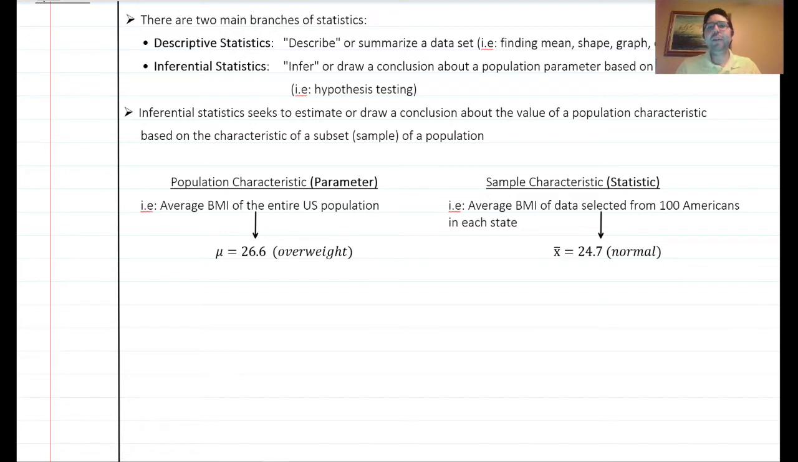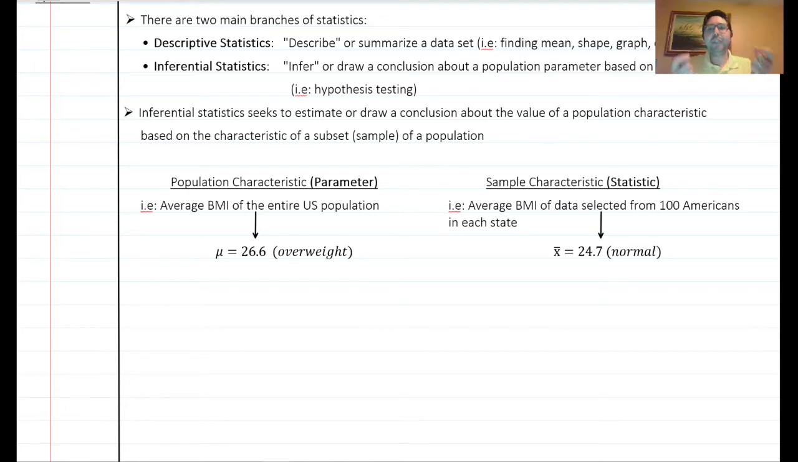But let's say we took the sample from 100 Americans in each state. That's 50 states, so 50 times 100. And we found the averages of their BMI. We got 24.7, and that's considered on the upper end of normal. So there's a discrepancy between our sample and the population. The sample characteristic, the sample mean that we took here, is called a statistic. So a statistic is a sample characteristic. A population characteristic is called a parameter. So there's a discrepancy between the statistic and the parameter.